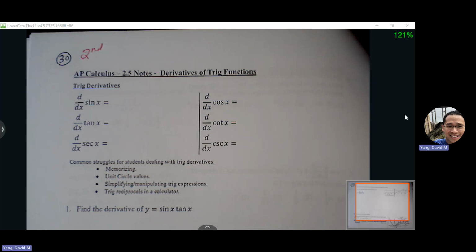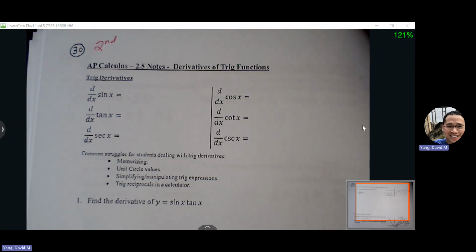So there are ways that we can derive these derivatives, but I'm just going to focus on memorizing these. On the AP exam, you never want to spend time deriving a formula. You want to be able to get to the derivative and be able to use it. Okay, so let me go through these derivative rules.